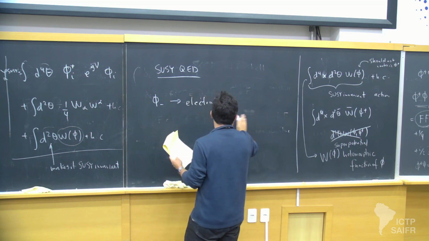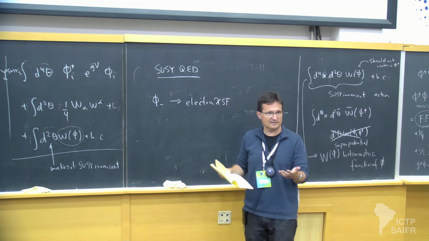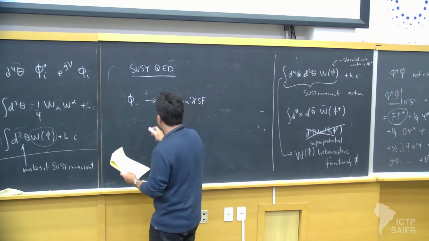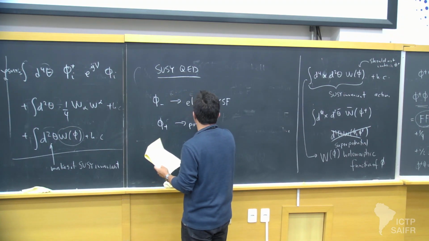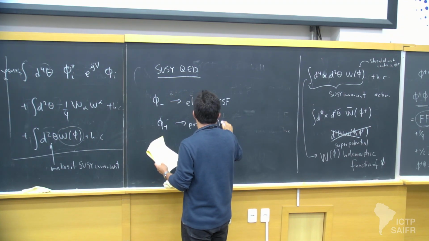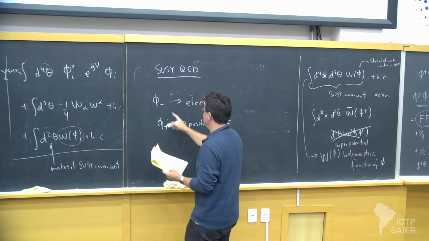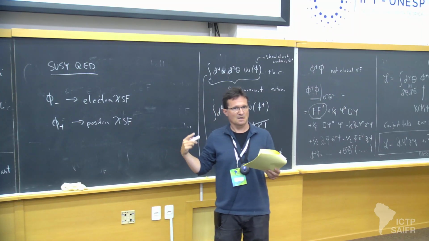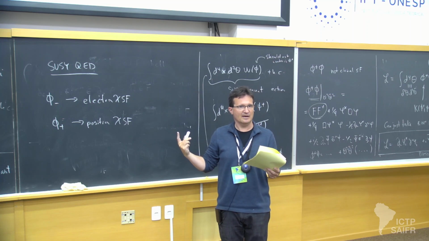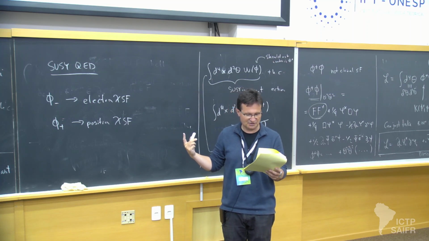And then, I need two more components, yes? So I will call that the positron, the phi plus. So that would be the positron chiral superfield. Yeah, so these are both chiral superfields, but have opposite charges under EM, under the U(1) gauge theory.